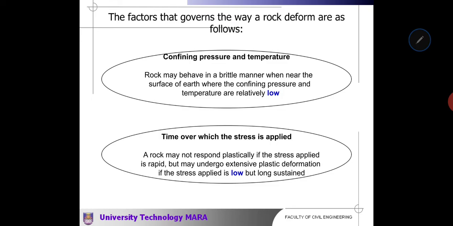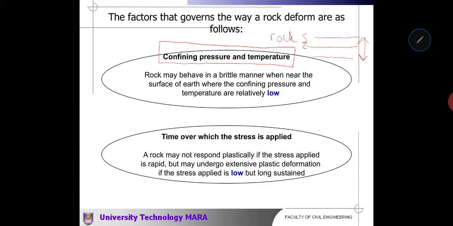That is the first one. We have already explained the behavior of rock. Second, we discuss stresses in rock mass and how the behavior of rock and stress condition will affect rock deformation. Let's look at the factors that govern the way a rock deforms. First, the condition of confining pressure and temperature. We know that the earth's structure is very deep, but near the surface, rock is more likely to behave like brittle material.